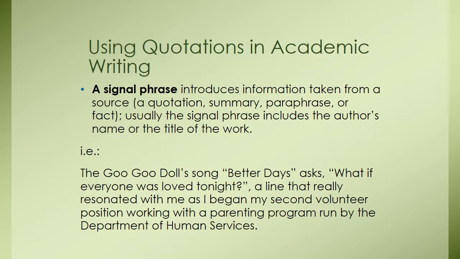Okay, so the first thing I wanted to talk to you guys about with using quotations in academic writing is a signal phrase. A signal phrase is something that introduces information taken from a source. That doesn't necessarily have to be a quotation, but it's especially important, I think, with a quotation. Usually the signal phrase is going to include the author's name or the title of the work. It'll also just tell your reader what that quotation is doing in your paragraph.